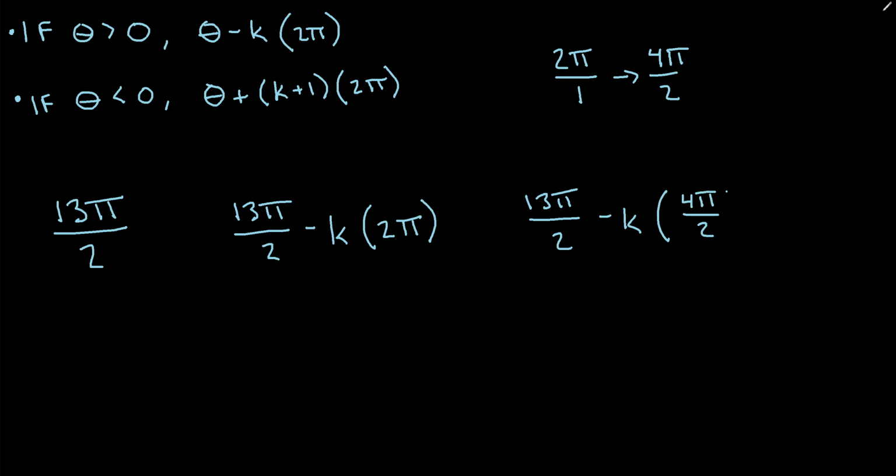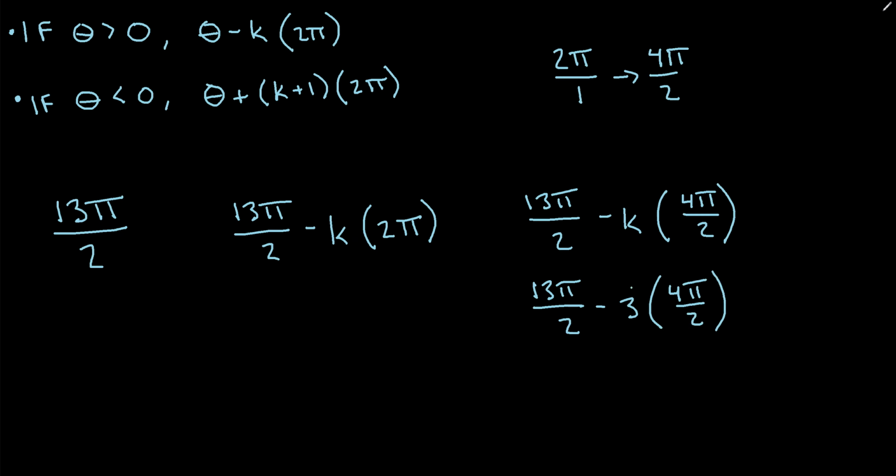The next step is to figure out how many 4's will go into 13 without going over. That would be 3. So 3 is our value for k. So we can write 13 pi over 2 minus 3 times 4 pi over 2.